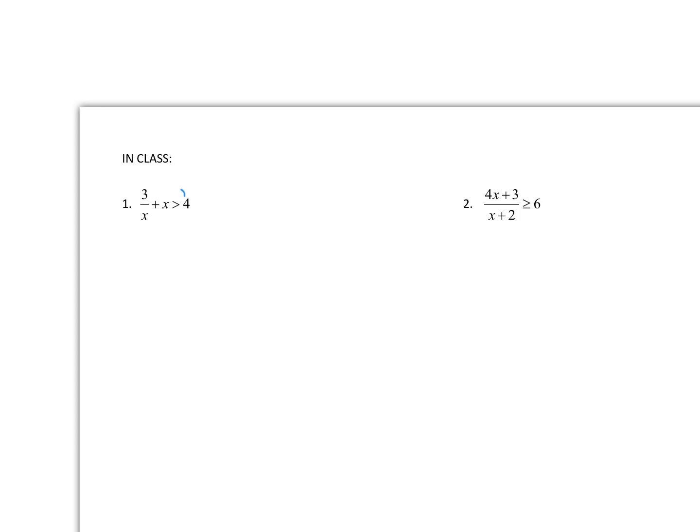So the first thing I would do here is move that 4 over, okay? So I have 3 over x plus x over 1, right? Minus 4 over 1 is greater than 0. Now I want a common denominator of x. That means I have to multiply this one by x and this one by x. Does that make sense to everybody? All right, so the 3 is going to stay a 3. x becomes x squared, and this becomes minus 4x. Still greater than 0.